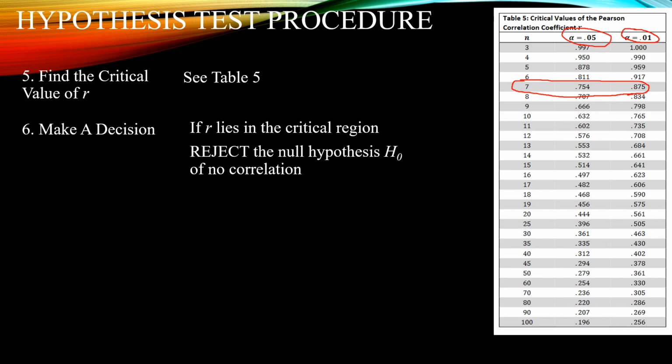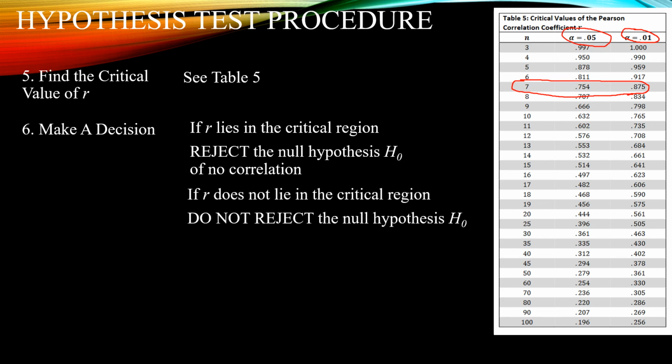So if R lies in the critical region, you reject your null hypothesis of no correlation. If it doesn't lie in the critical region, meaning it's less than this value for the correlation coefficient, you can't reject the null hypothesis. The last step is you write your conclusion.